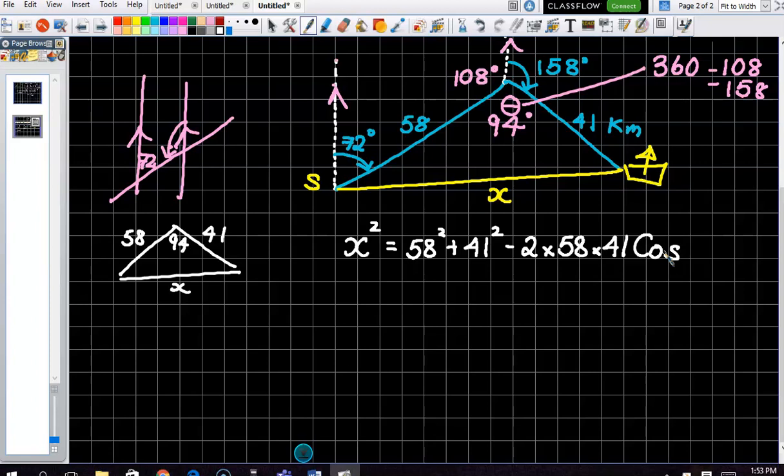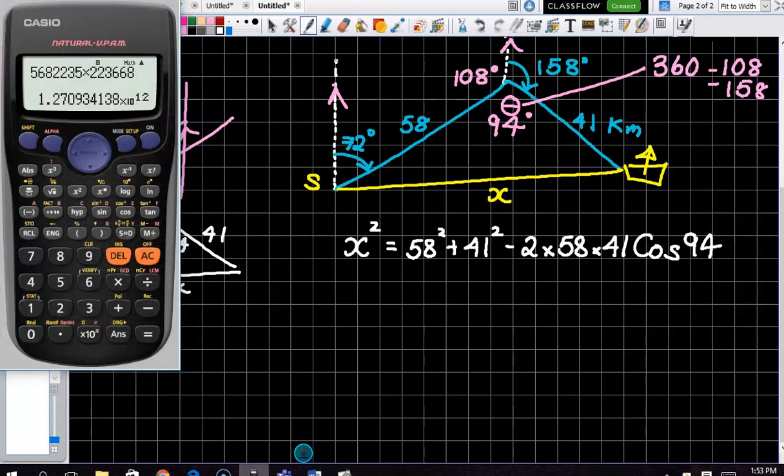Okay with that? Noah, you okay with that? All right, a little bit of nodding, that'd be fine. It's now a calculator job. Pop it in your calculator. I've got my old one up here. I was doing with my year 8s. 58 squared plus 41 squared.